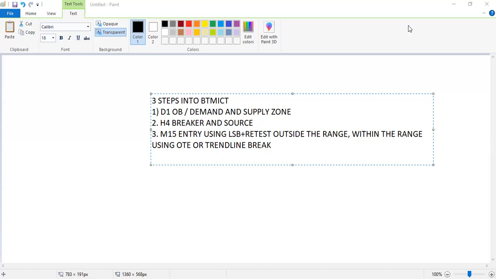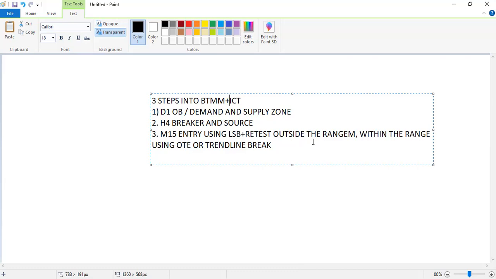Right now, first of all, I will start with this. This is the whole method, what you're seeing here on the screen. Can you see my screen? Yes. Like I said, we have 3 steps in BTMM plus ICT. This is the whole step involved, in a nutshell, the picture of what we're going to do.